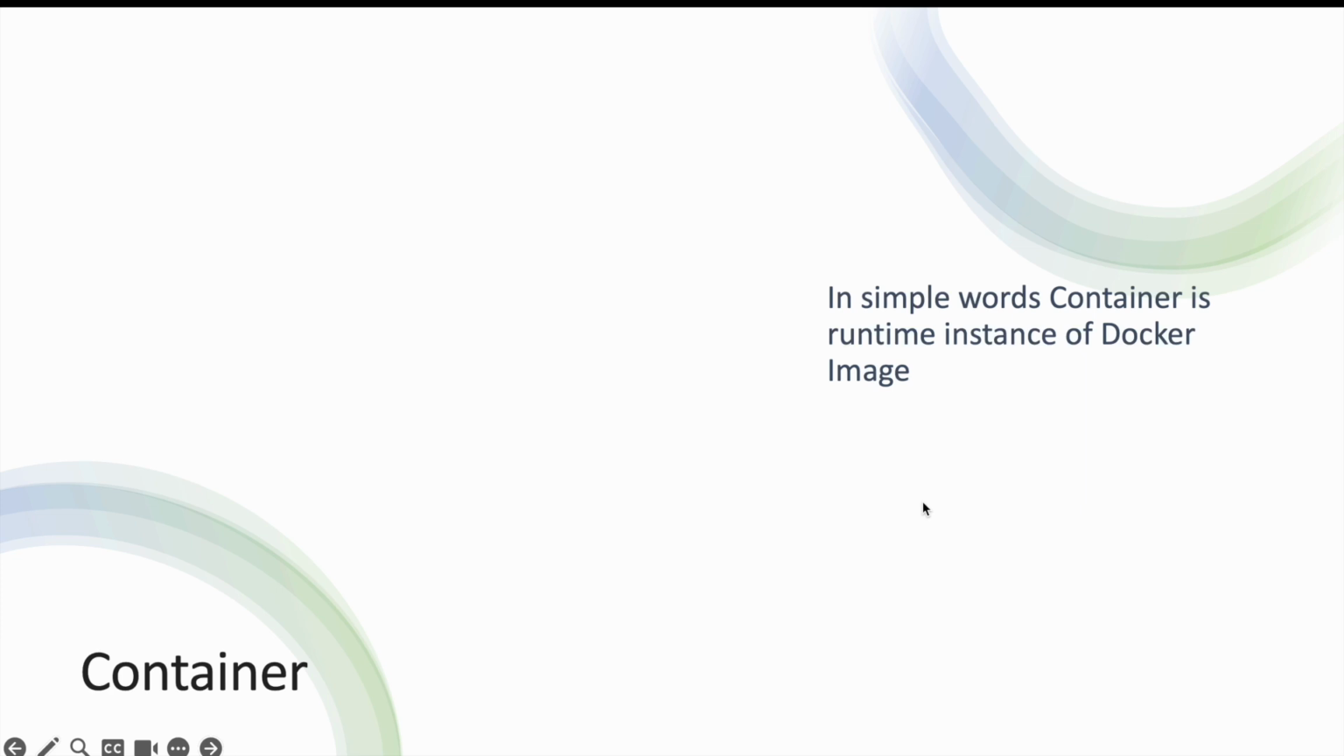So let's see what the container is. Now as we saw, a container is just one instance of the Docker image itself, that is, one runtime instance. When you run the Docker image on the Docker engine, then it becomes a container. So it's a runtime instance of the Docker image.